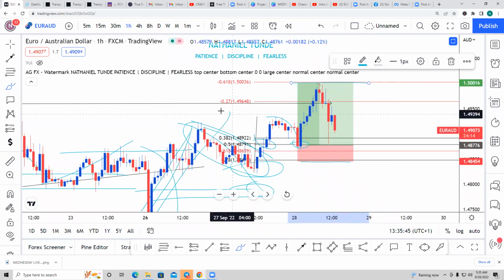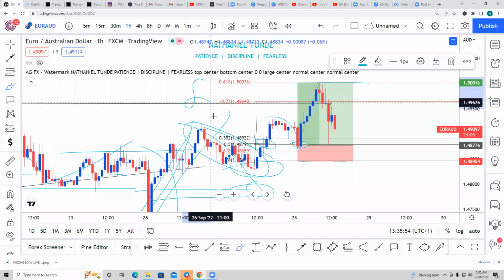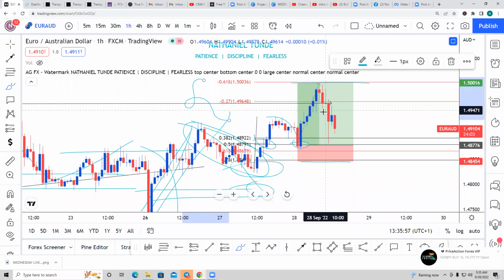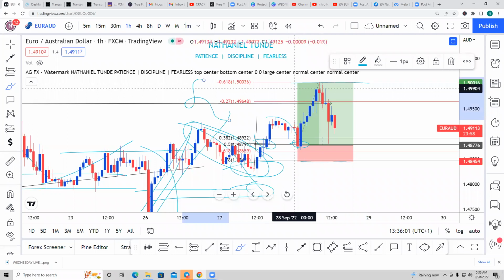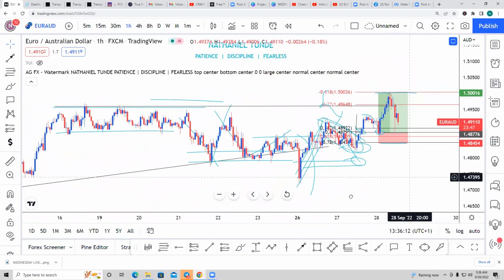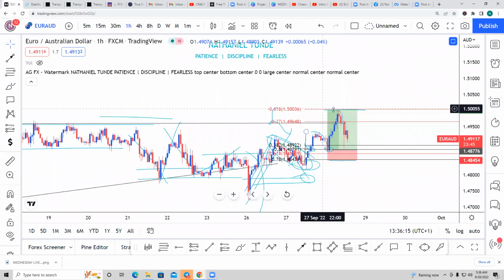So there's something magical at minus 0.27 and minus 0.618 for TP, because the market reacts at these levels, guys. That is why it's very important you know how to keep that level. Very, very important. If we had not kept our TP at that level, our profit would be going down right now.